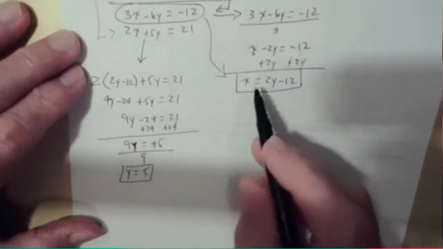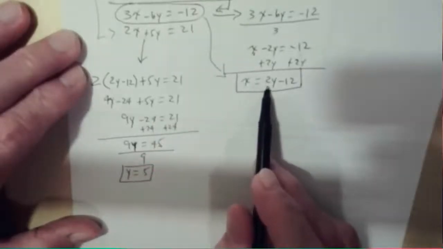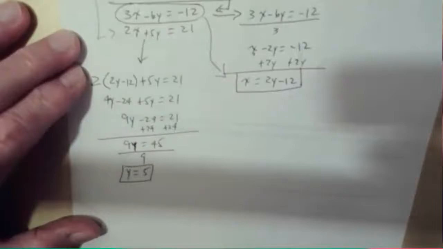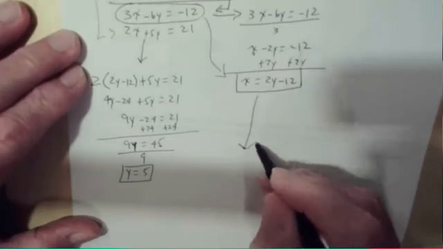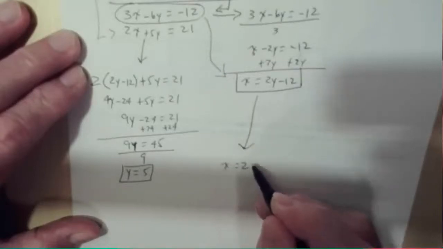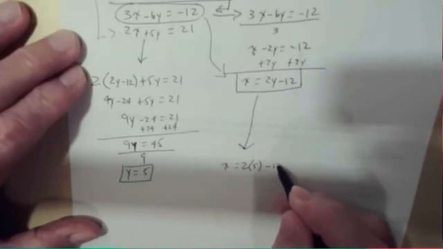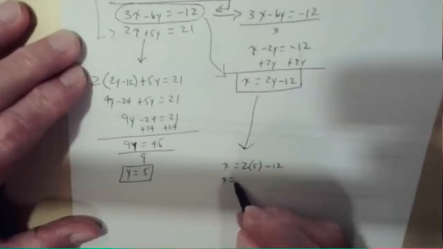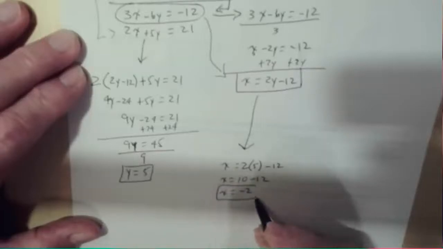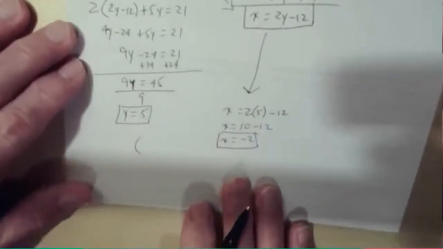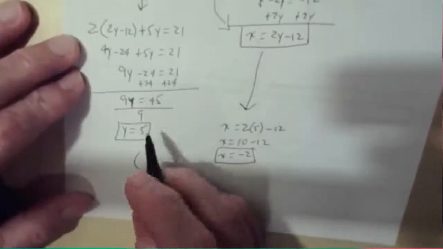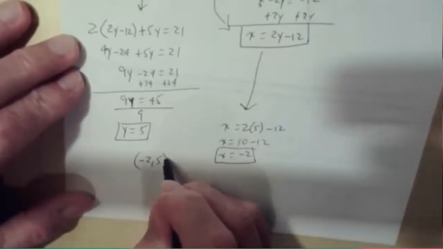Now why don't we plug it back into this one? Remember, this equation and this are the same. They just look different. So let's bring this down here. X equals 2 times y. Y we know is 5, minus 12. So x equals 10 minus 12. So x is negative 2. And that is our answer here. It's where the two lines cross. It's the intersection of the two lines.